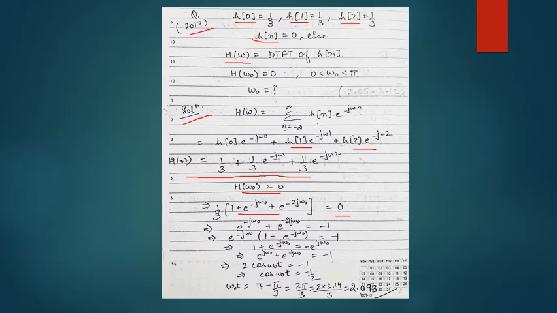Why have we chosen this value? Because it was given that omega naught lies between 0 and pi. That means 0 to 3.14, somewhere in between the answer will lie. So this type of question is really important from DTFT.